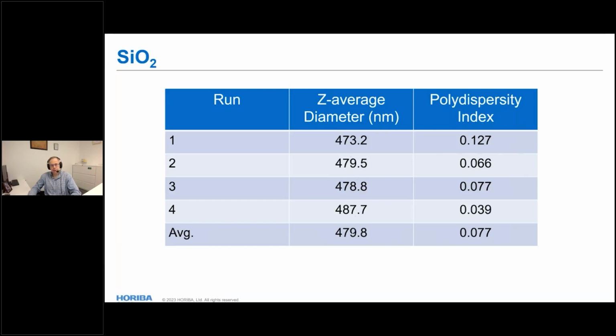And you notice that all these are quite closely grouped. So I think with 480, the one furthest away at 473 or 487, so it's within a couple percent. I also have in the table the polydispersity index with an average value of 0.08.